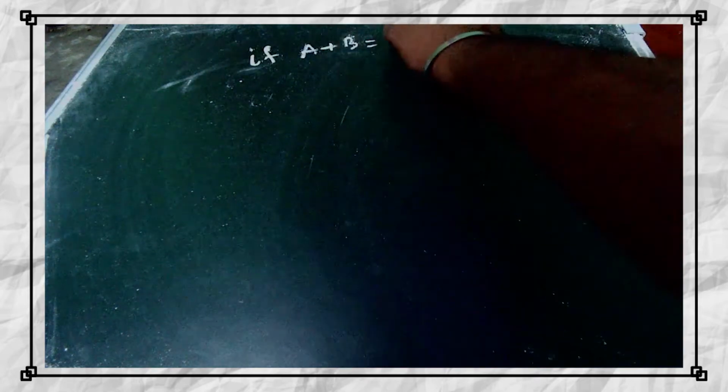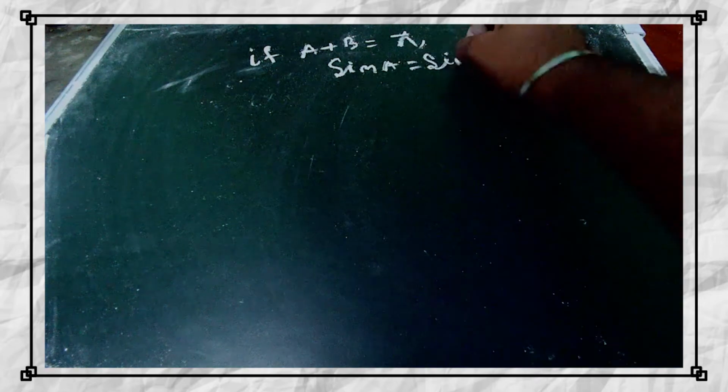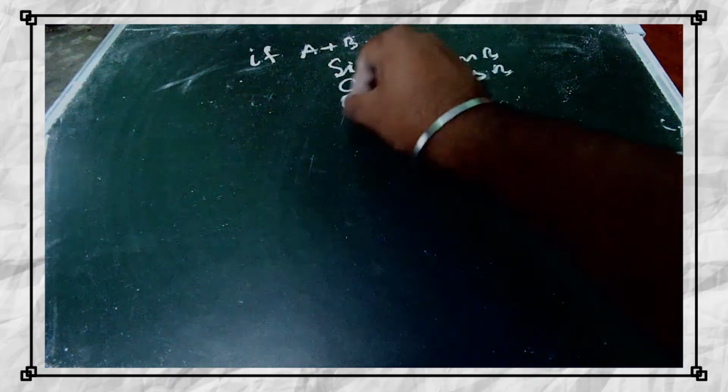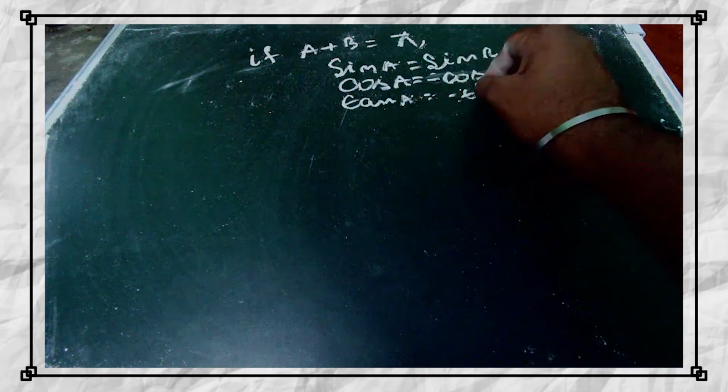Now let's talk about some rare conditions. If a plus b equals pi, then sine of a equals sine of b, cos of a equals minus cos of b, and tan of a equals minus tan of b.